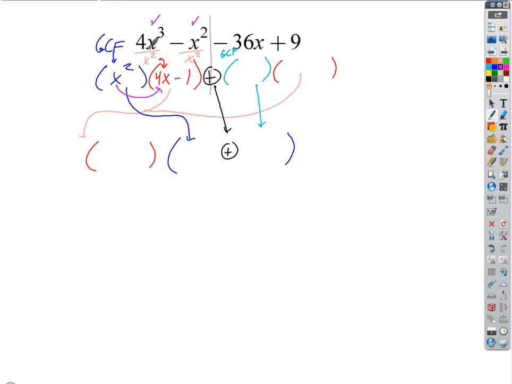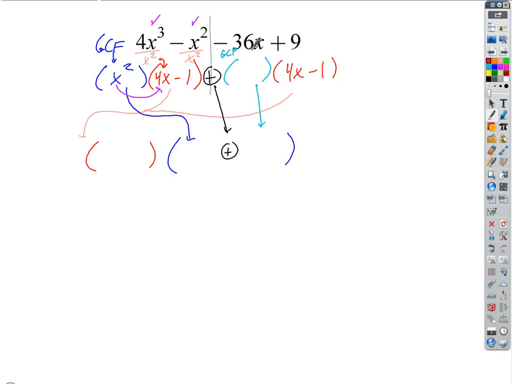Second group. Now what about over here? We can be a little bit smart about this, right? We don't have to reinvent the wheel each time and figure out what the greatest common factor is, because we know that if this is going to work, the leftover has to be the same between the first and the second group. So let's just assume that it does work, put that leftover in, and then ask ourselves, what would I need to make that work? What times 4x would give me negative 36x?